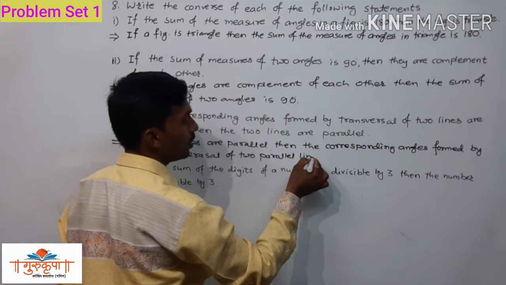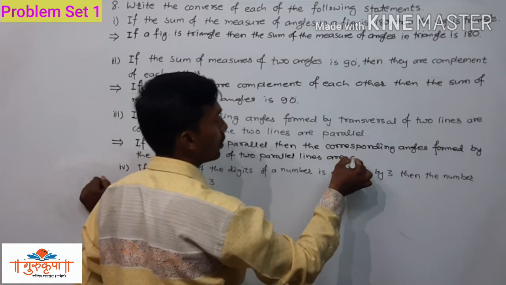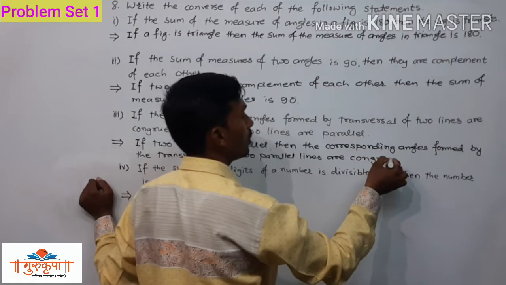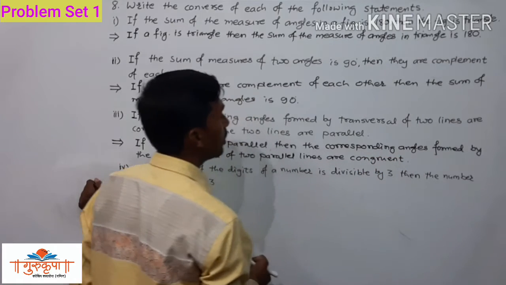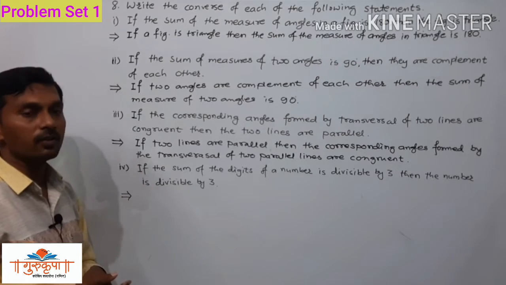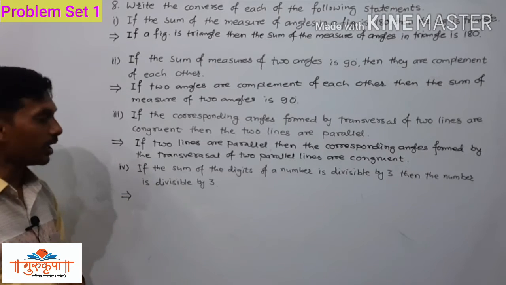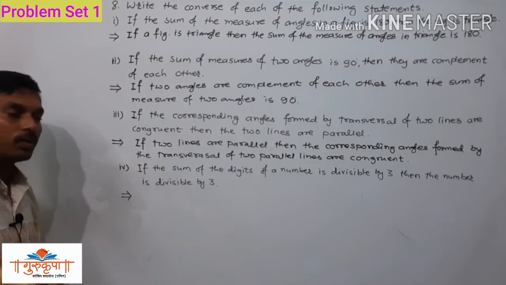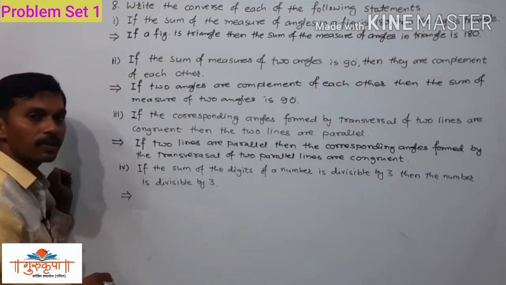Two parallel lines are congruent. So this is the answer of the third statement, and now we have the last statement, that is statement number 4 from question number 8, and again we have to write the converse of this fourth statement.